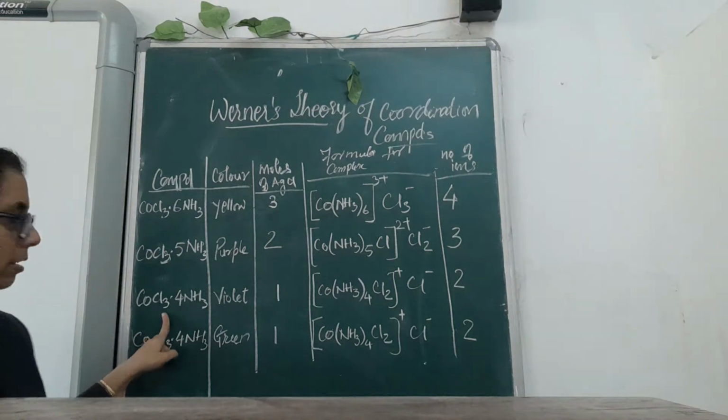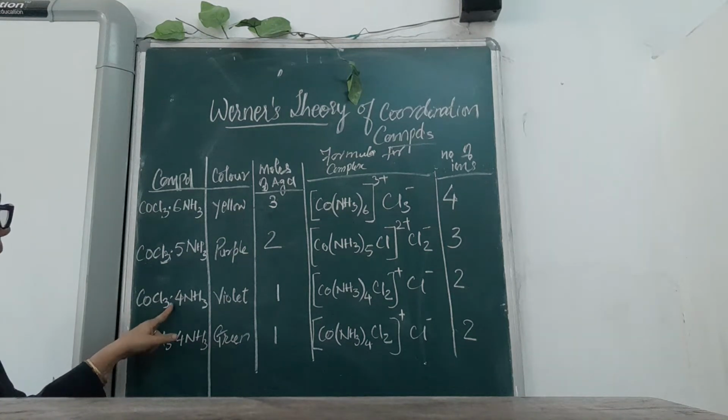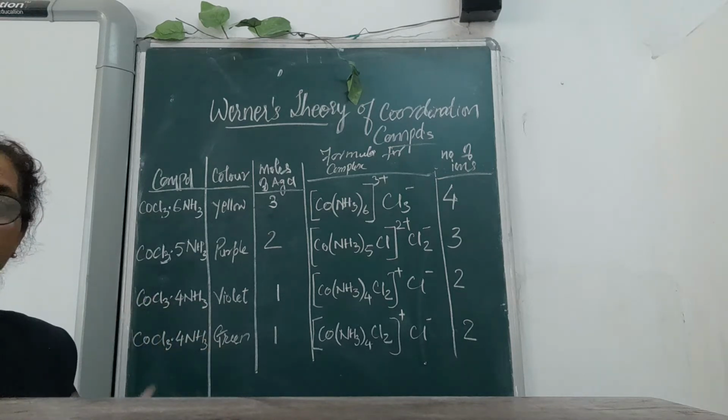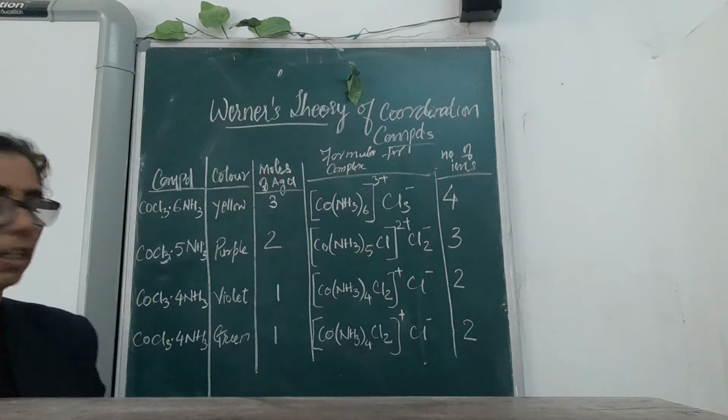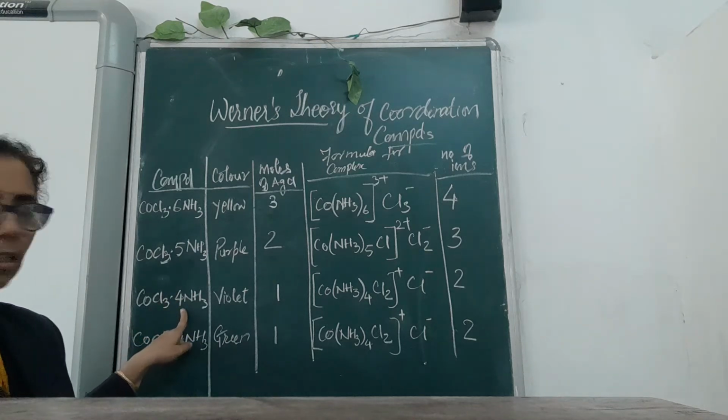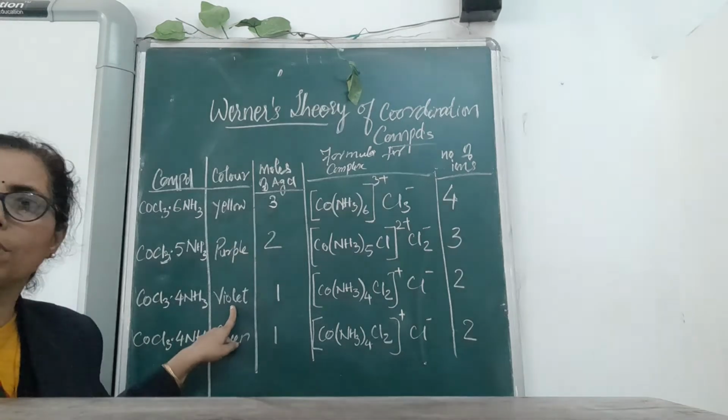Next you see here the third one, CoCl3 with 4 ammonia. Now another complex, another compound which he obtained, had 4 ammonia. When there were 4 ammonia present, he found that the color of the compound was violet.